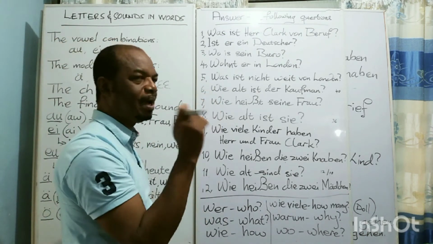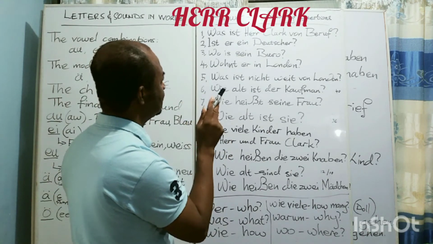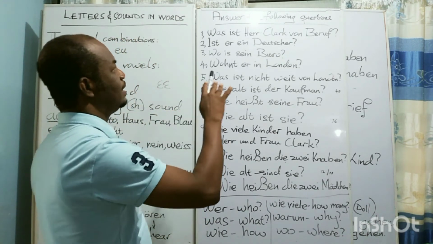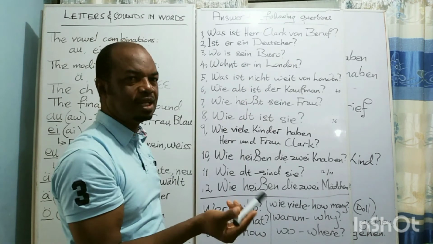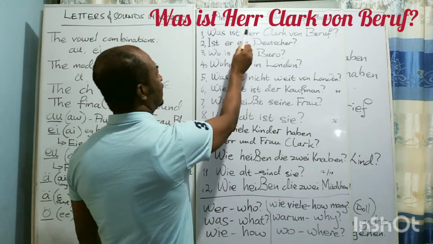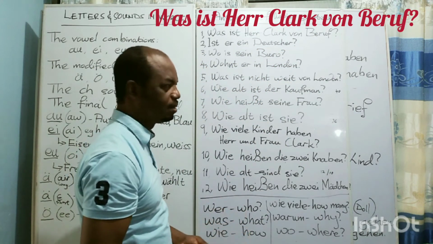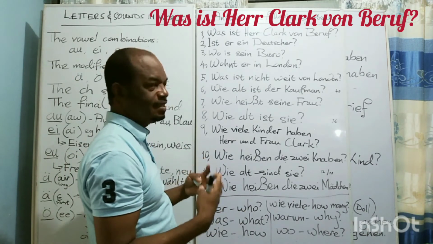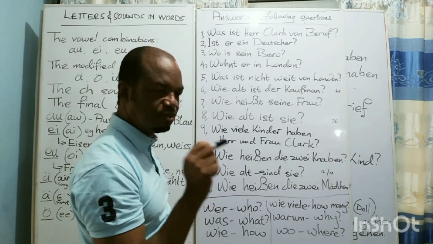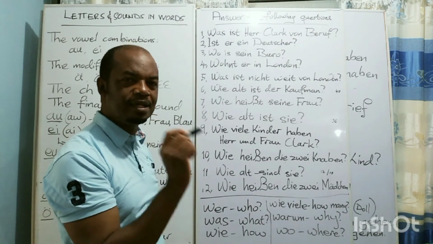Now, the passage Herr Clark has these questions to be answered. Who is Mr. Clark professionally, or what is the profession of Mr. Clark? Was ist Herr Clark von Beruf? Beruf means profession. Was ist Herr Clark von Beruf? Then you revisit the passage. The answer is Herr Clark ist Kaufmann.